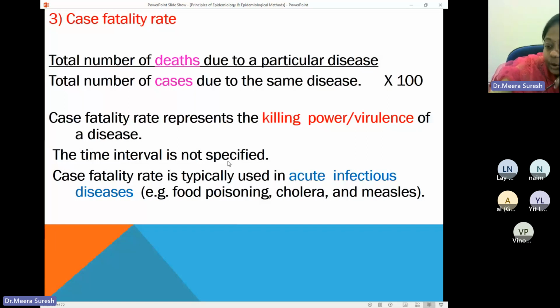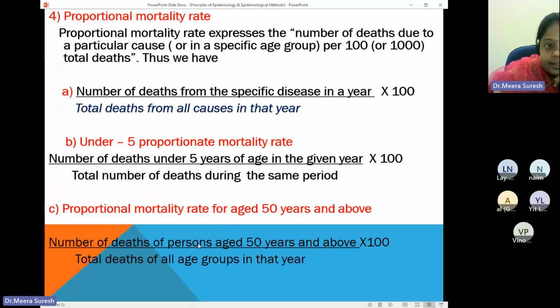In other cases, I told you that usually if we don't mention the time period, we take it as 1 year. But here, because we are studying some acute disease, it depends upon how long the duration of that particular disease is. So it can be 3 months, it can be 3 weeks, it can be even 3 days. It just depends on that. That is why the time interval is not specified. We can never say. It depends upon the time period until when the disease was existing. So that is case fatality rate.